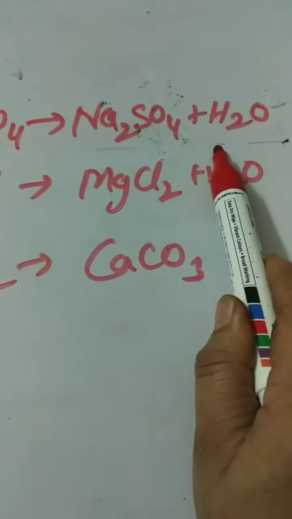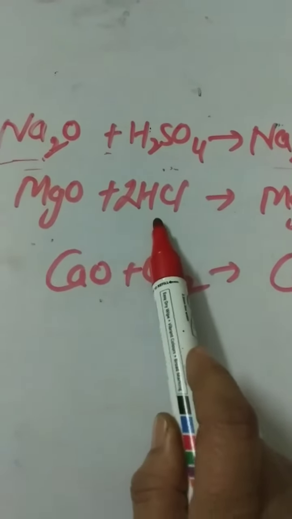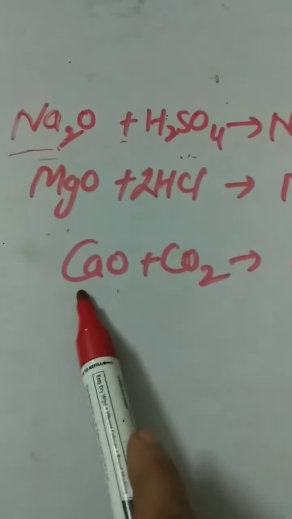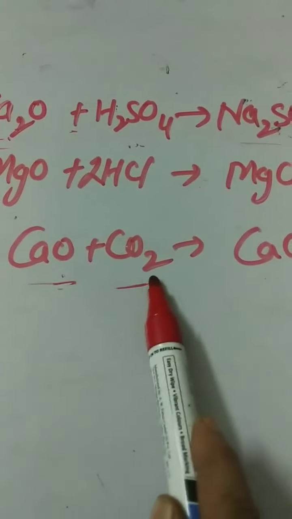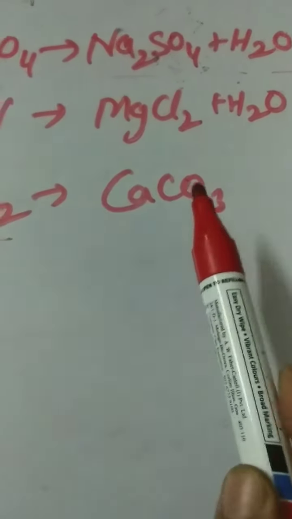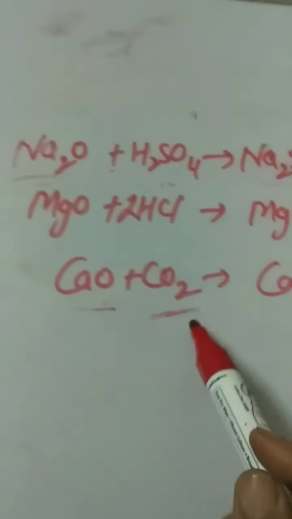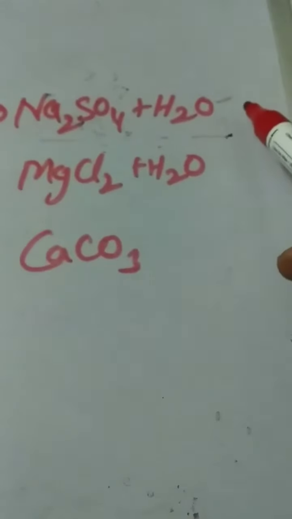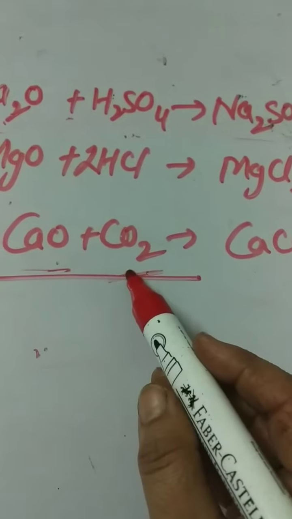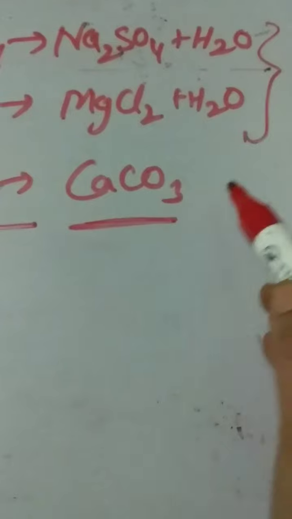Sodium sulfate and water will form. Similarly, when magnesium oxide, a metal oxide, reacts with the acid, it forms magnesium chloride and water. And when a metallic oxide reacts with a non-metallic oxide, what does it form? Salt. These non-metallic oxides are also known as acidic oxides. So in these two cases, you can find that water is also formed on the product side with the salt. When a metal oxide reacts with non-metal oxides or acidic oxides, it forms only the salt.